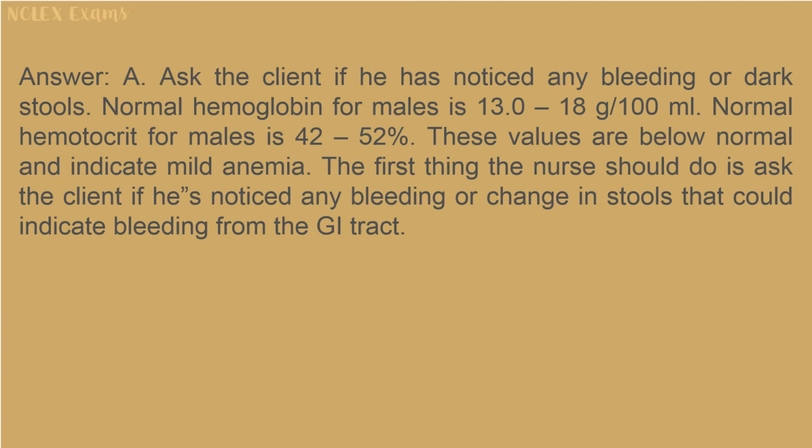Answer: A. Ask the client if he has noticed any bleeding or dark stools. Normal hemoglobin for males is 13.0 to 18 grams/100 milliliters. Normal hematocrit for males is 42 to 52%. These values are below normal and indicate mild anemia. The first thing the nurse should do is ask the client if he has noticed any bleeding or change in stools that could indicate bleeding from the GI tract.